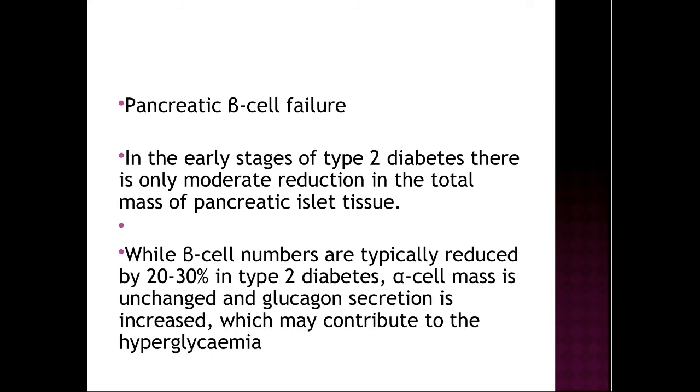Also typical for this patient is pancreatic beta cell failure. In the early stage of second type diabetes mellitus, there is only moderate reduction in the total mass of pancreatic islet tissue, while beta cell numbers are typically reduced by 20% in type 2 diabetes mellitus. Alpha cell mass is unchanged and glucagon secretion is increased in this patient, which may contribute to the hyperglycemia.